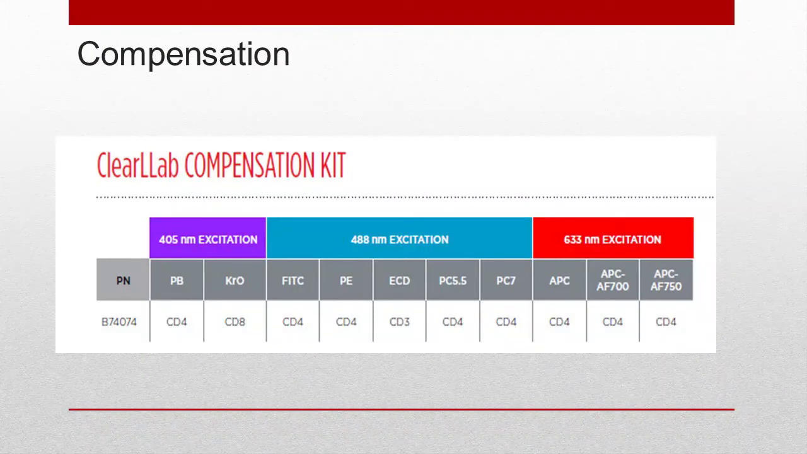The compensation itself is done with a 10-color compensation kit using beads, which have a positive and a negative control bead within them. The positive bead binds the antibodies and the negative bead does not. You can see here they're mostly CD4 antibodies with CD3 on ECD and CD8 on Chrome Orange. These allow positive and negative beads to be used to calculate the exact compensation required for this 10-color product. The voltages and the actual assigned targets for these are given in the ClearLab 10-color system.